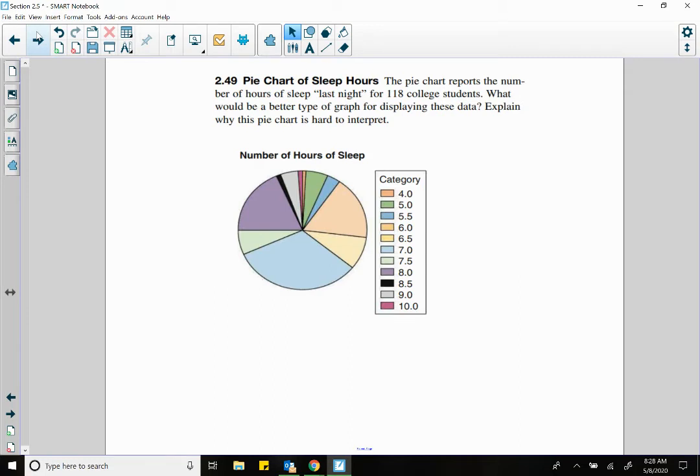All right. So here we have the pie chart that reports the number of hours of sleep last night for 118 college students. Okay. What would be a better type of graph for displaying these data? Explain why the pie chart is hard to interpret. Okay, so 2 parts. Why is this pie chart bad? Why is it hard to read? And then the other one is, what would be a better type of graph? And go ahead, think about it, and then we'll talk about it.